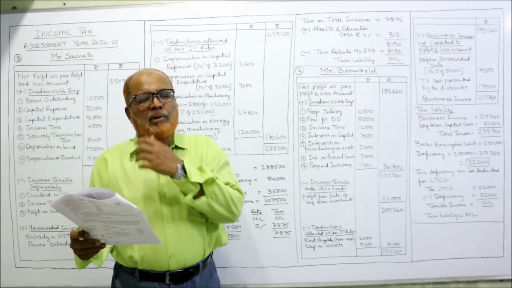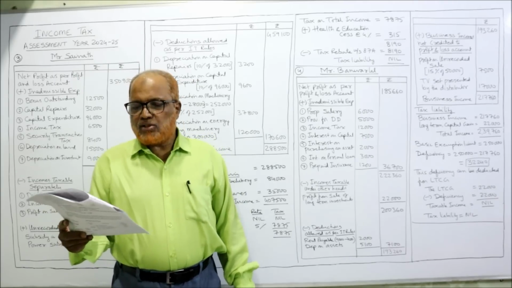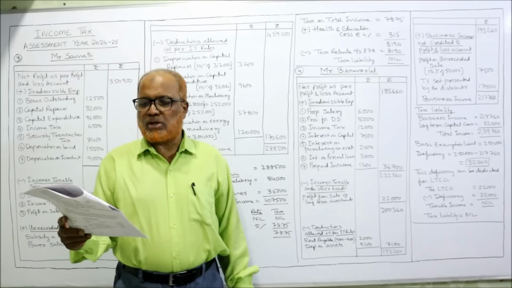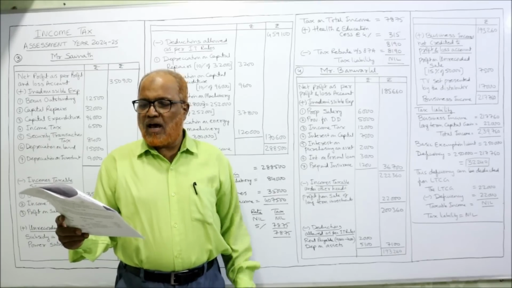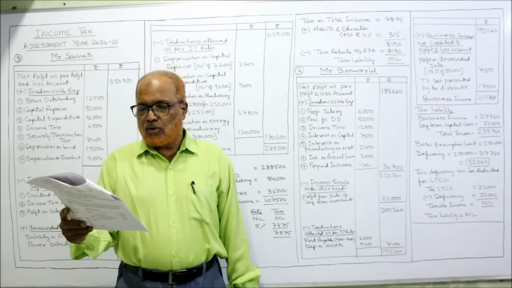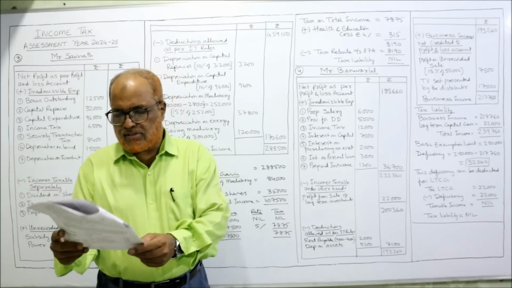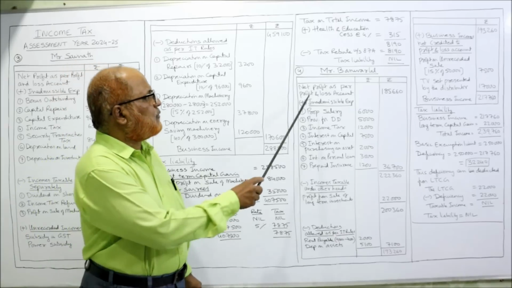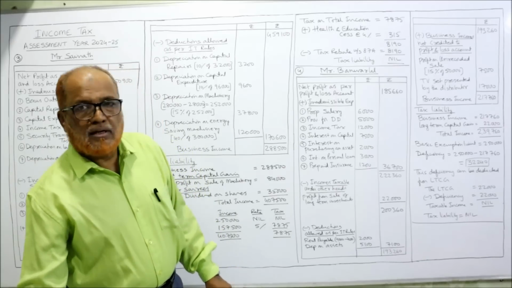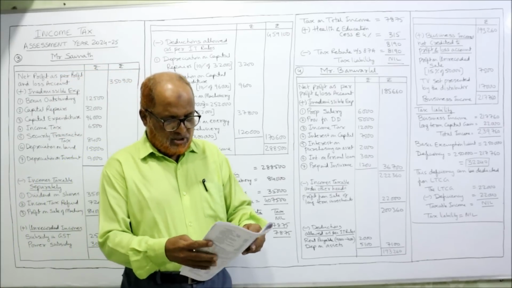Now see the problem number 4. Profit and loss account of Mr. Banwar Lal for the year ended 31st March 24 is as follows. Compute income from business and tax liability for the assessment year 24-25. So net profit is 185,660. I have taken net profit as per profit and loss account 185,660. Right. Now adjustment first you see.